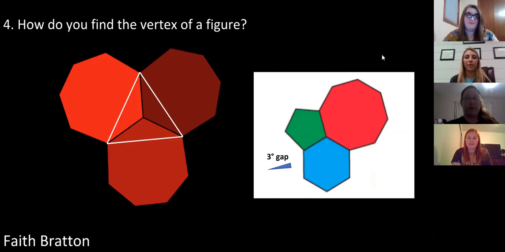When we were given this problem in our homework, we knew that each figure was different. The red was 135 degrees, the blue was 120, and the green was 108. We knew when we added these up, they were 363 degrees, but that's not an equal vertex because it needs to be 360. So we added the 3-degree gap in to take away the extra 3 degrees of the 363 to make it 360. So then we knew that this would be a complete vertex.